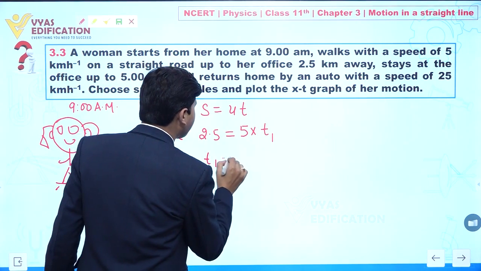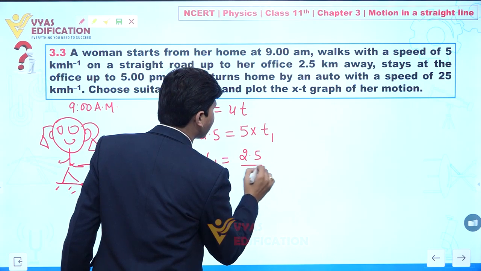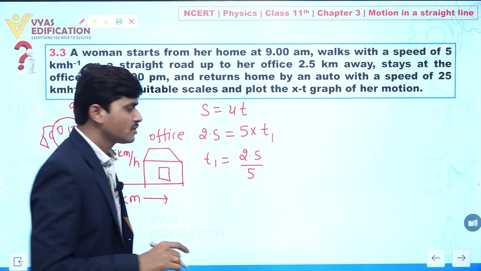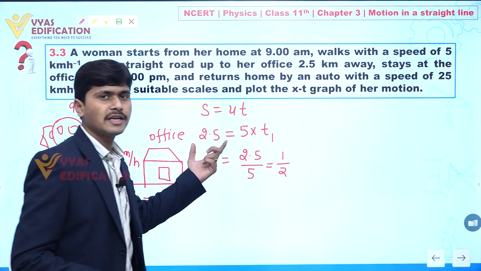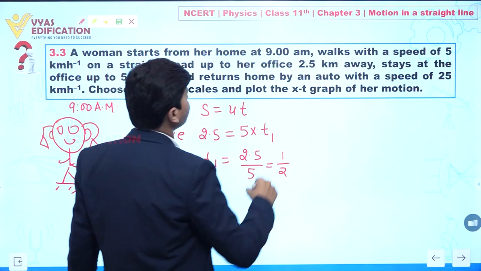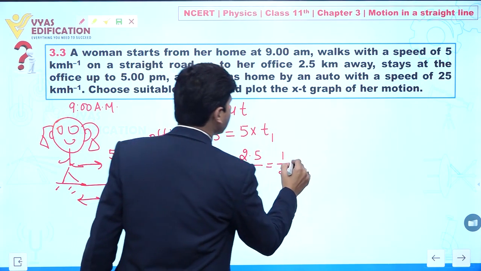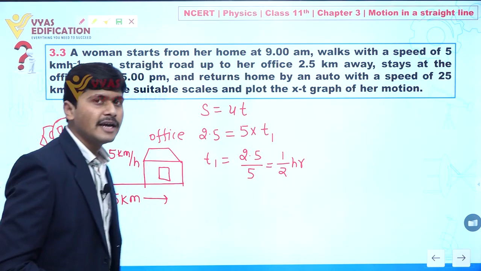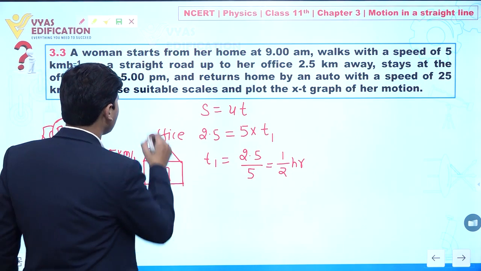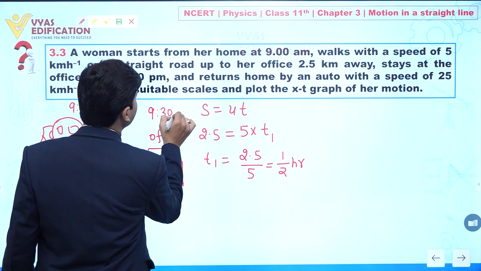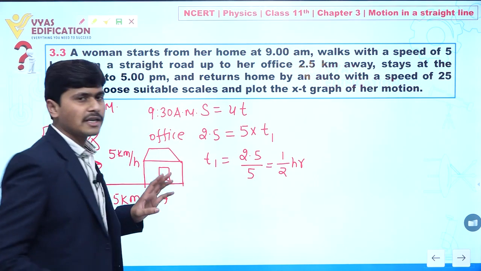So the value of t1 is 2.5 divided by 5, which is equal to 1 by 2, and because the speed is given in kilometers per hour, this is half an hour. It means when she started at 9 am from home, she reaches the office at 9:30 am. So this is one calculation.